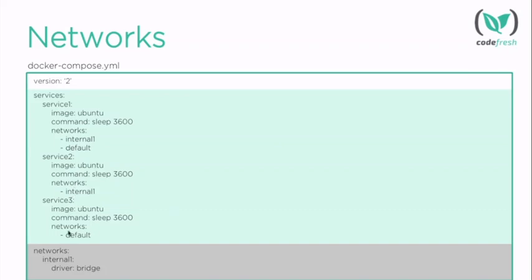And then, as we can see here, for each one of the services, we specify to which network it will be connected. So in this example, we created 3 services. We connected service 1 to both the internal network and the default network, service 2 just to the internal network, and service 3 just to the default network. So what will happen is that after we spin up this composition, service 1, since it's connected to both internal and default, will be able to reach out to both service 2 and service 3. However, service 2 is connected only to the internal network, so it will be able to reach out only to service 1, but not to service 3. Okay, let's see that in action.